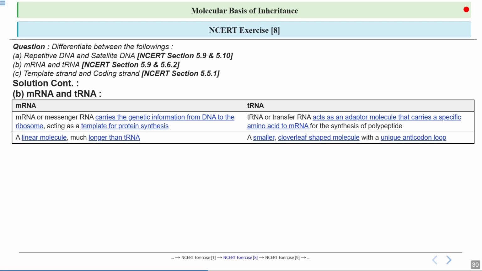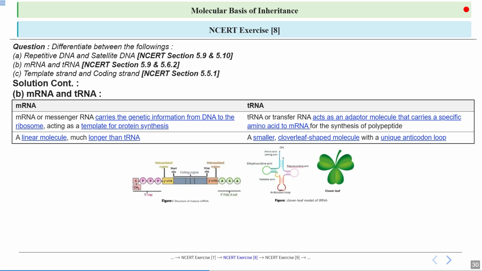mRNA is a linear molecule, much longer than tRNA. But if we talk about tRNA in two dimensions, it is a clover leaf shaped molecule with a unique anticodon loop. What does this anticodon loop have? The anticodon loop has nucleotides which are complementary to the specific codon present on the mRNA. So this is the structure of mature mRNA.